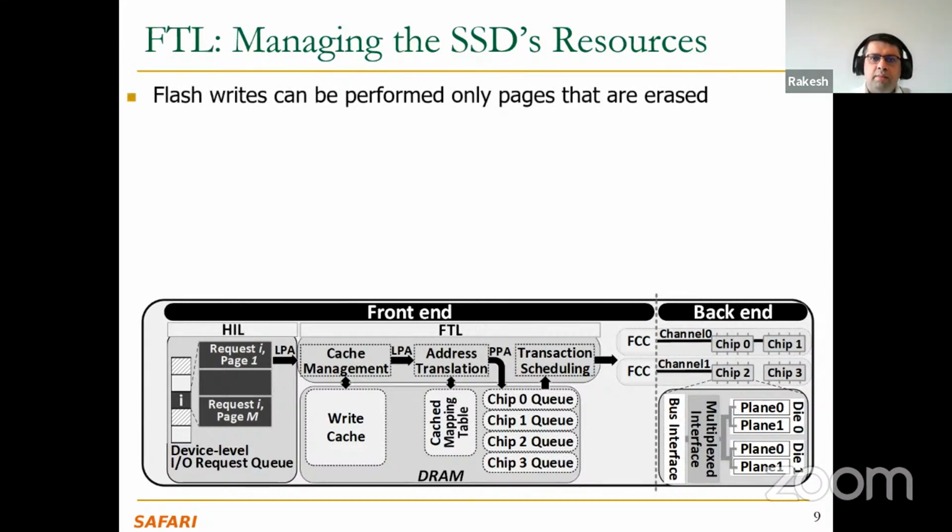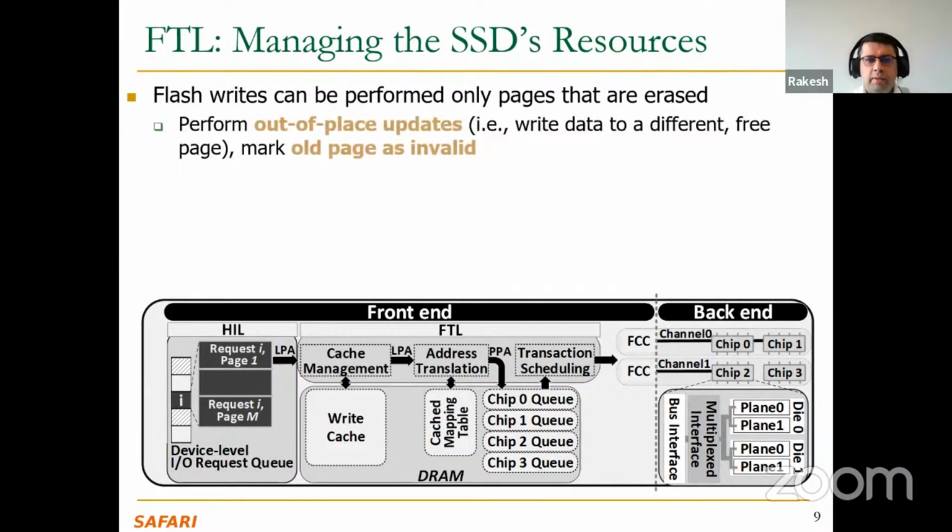The main task of the FTL is to perform address translation, which is converting the logical page address to the physical page address. The reason for this is that flash writes can only be performed on pages that are erased, which means that in a NAND flash device, updates have to be performed out of place. It cannot be updated on the same page, so it has to be written to a new, free page, and the old page has to be marked as invalid.